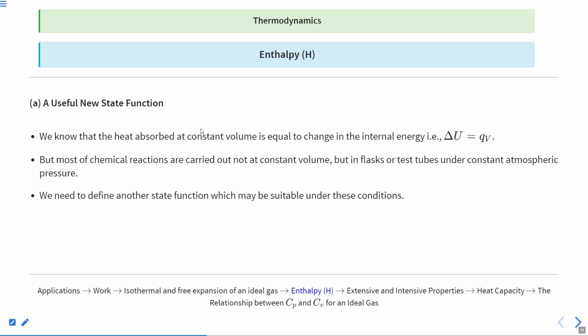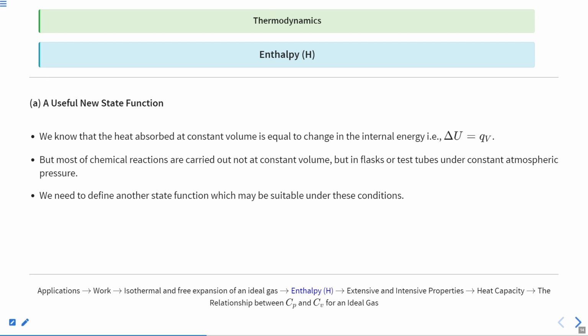Let us talk about this new state function. We already knew that at constant volume, delta U is given by Q V. What is Q V here? It is the heat exchange at constant volume. This is clear. Now, most reactions are carried out not at constant volume in a flask or test tube, but under constant atmospheric pressure. So most of the reactions that we see are not carried out at constant volume, but at constant pressure.